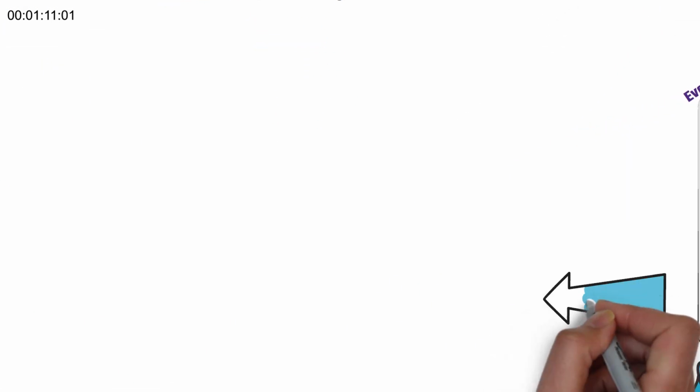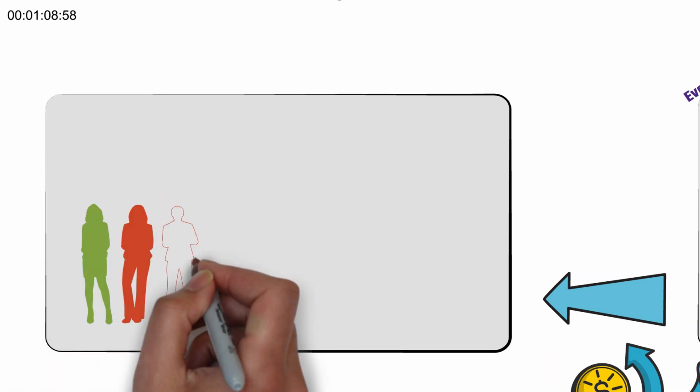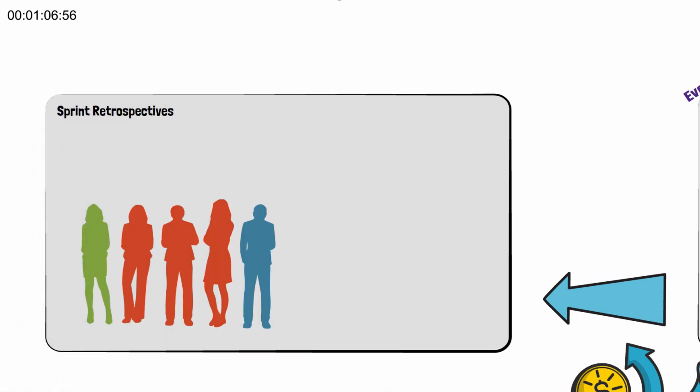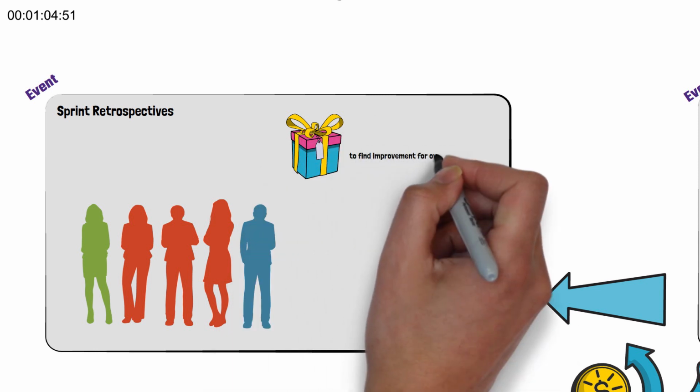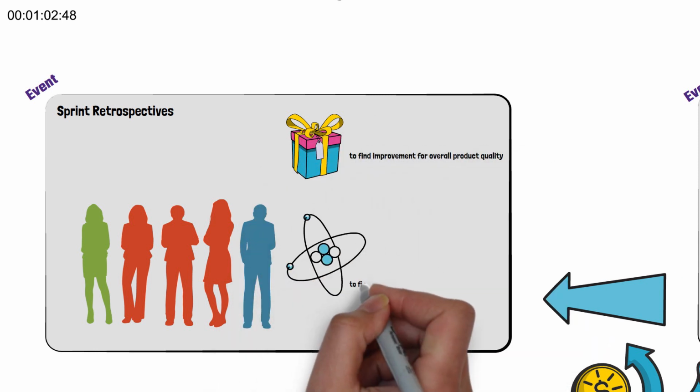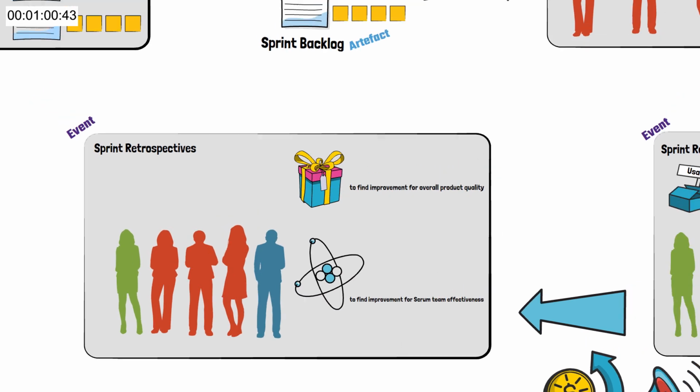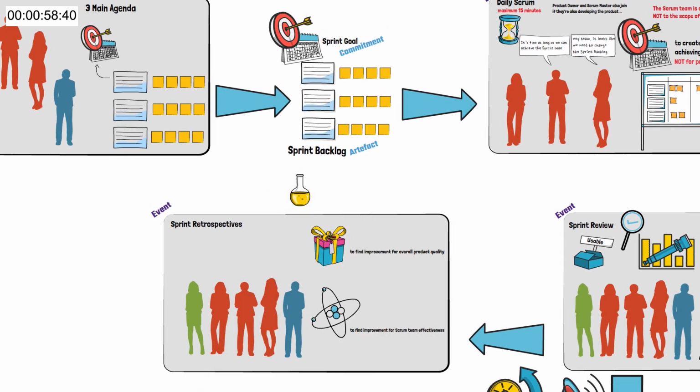After the sprint review, the Scrum team will hold the fourth event in Scrum called the Sprint Retrospective to plan ways to increase the overall product's quality and their effectiveness as a team. Actionable improvements as the result of the retrospective may be added to the next sprint backlog.